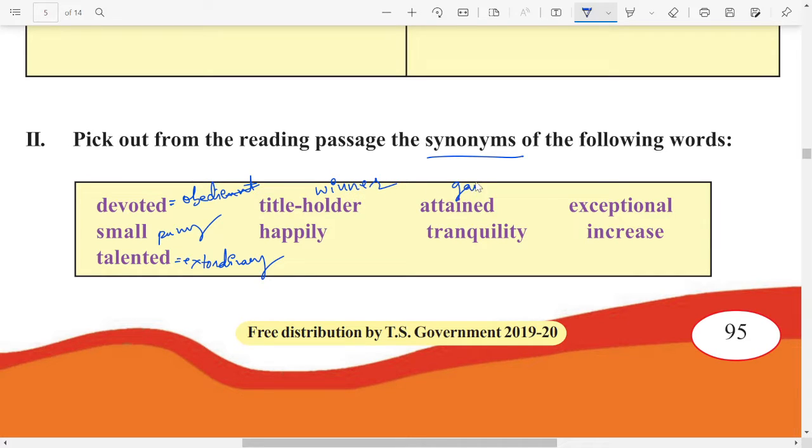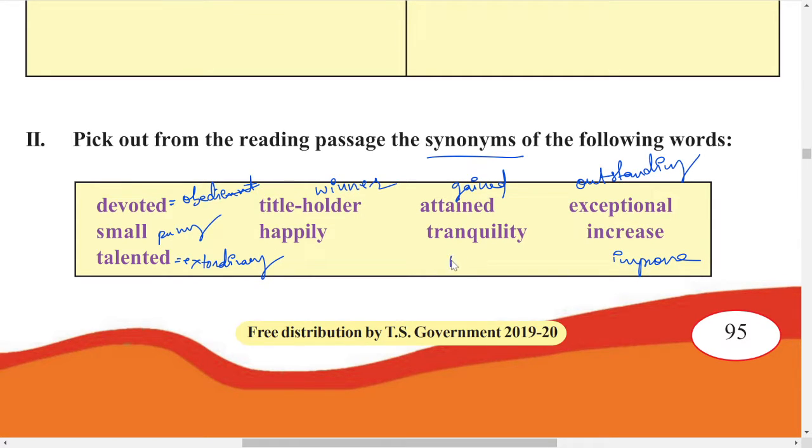Attained. Attained means gained, achieved. Exceptionally is outstanding. Increase is to improve. Tranquility is peace. Happily in the sense merrily, we can say. Merrily, M-E. Okay, they are the synonyms.